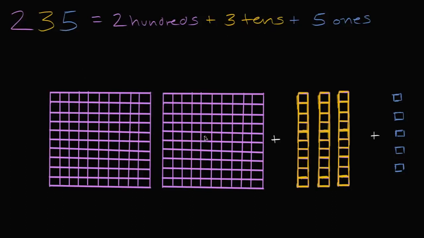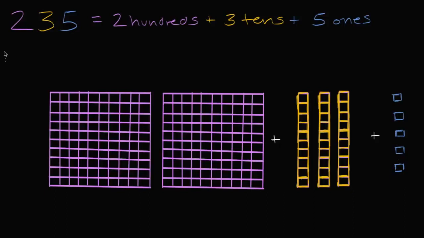And over here, I've actually drawn it out with that many boxes. This is 235 boxes. So you have two groups of 100 boxes. So this is two hundreds. Then we have 3 tens, 1, 2, 3. And then we have 5 ones. Now let's try some interesting things here.